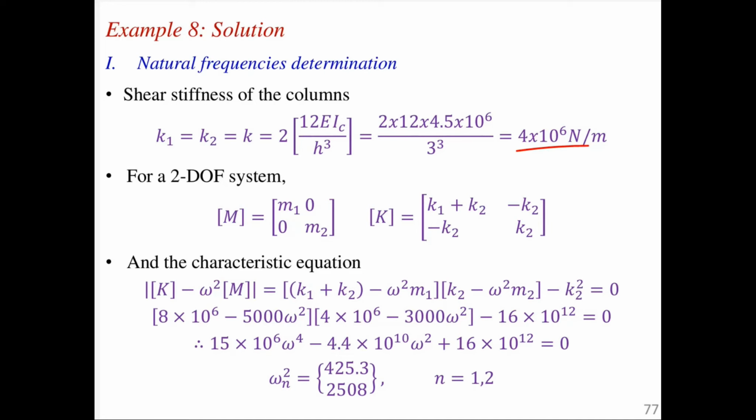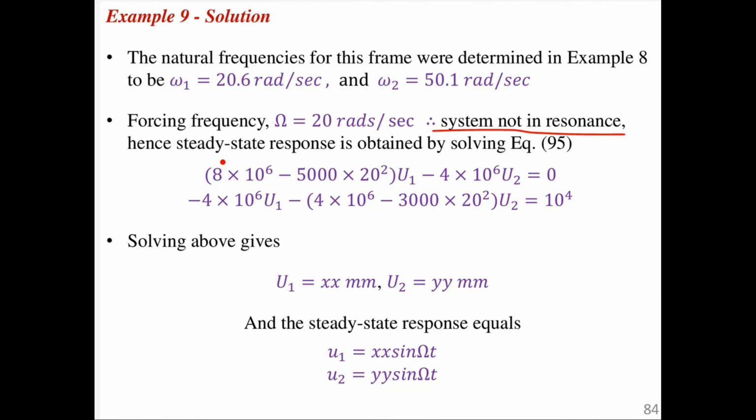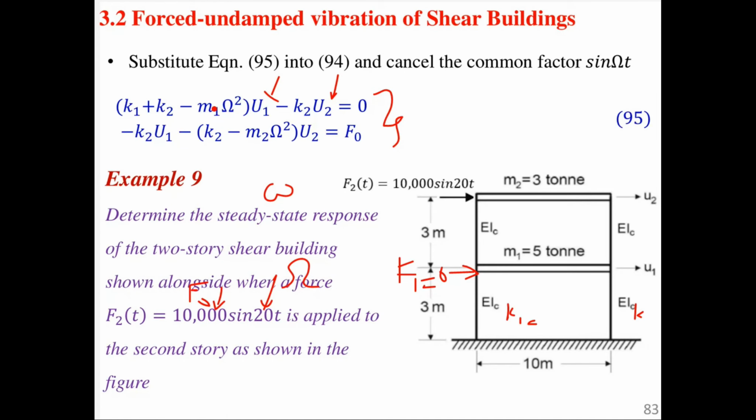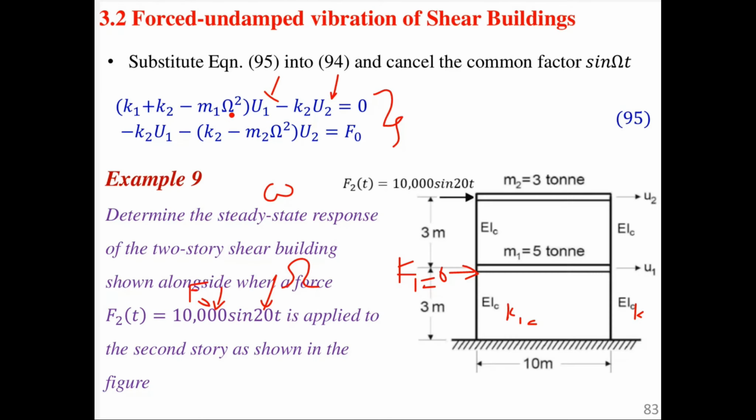Okay, so let me go back to my presentation. Now we are here. So you have seen what is K1. So the combination. Remember, you can say this is K1A, this is K1B. Then you need to combine them. So this is K1. It was 4 times 10 to power 6. So 2 of them comes 8 times 10 to power 6. So K1 plus K2 minus M1 omega. You have M1 is 5 tons, so 5,000 kilograms. You substitute there. Then you have what is omega.